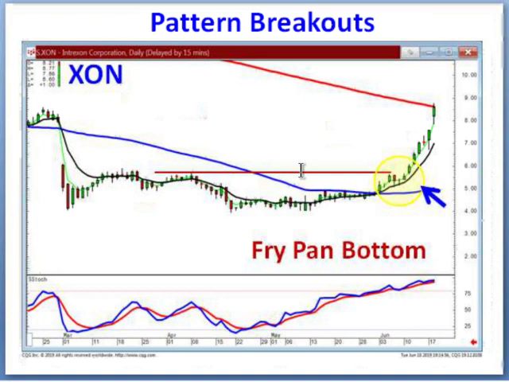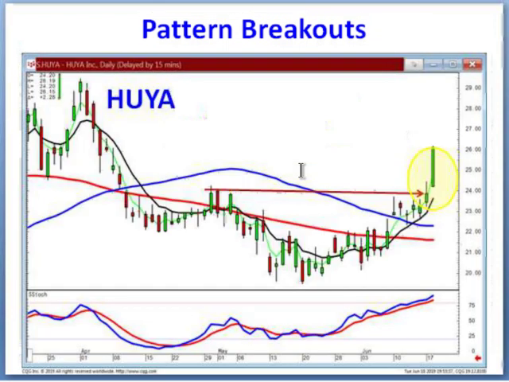This is just identifying what human nature does most of the time, what everybody else is watching. So where would I be buying if I wasn't buying down here anticipating a Frypan bottom? I'm buying right here at the breakout of that Frypan bottom because I know the expectation of this breakout of a Frypan bottom is a very strong price move.